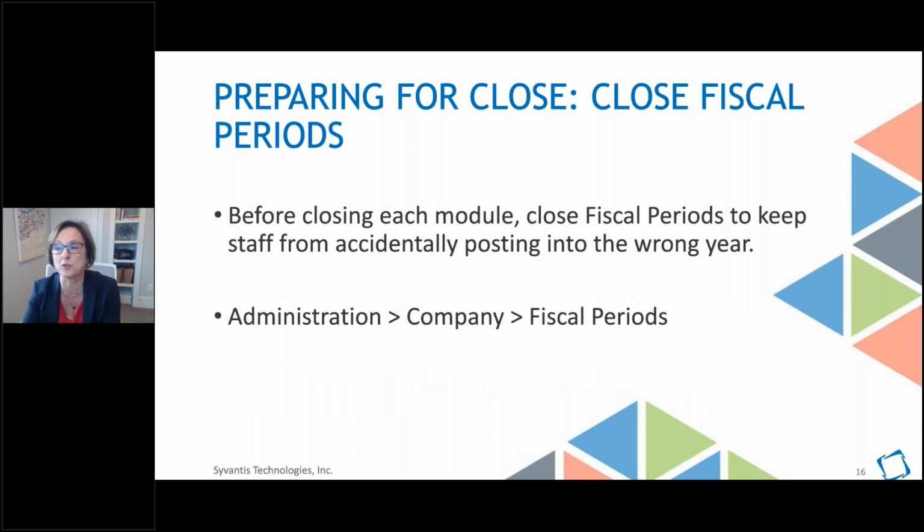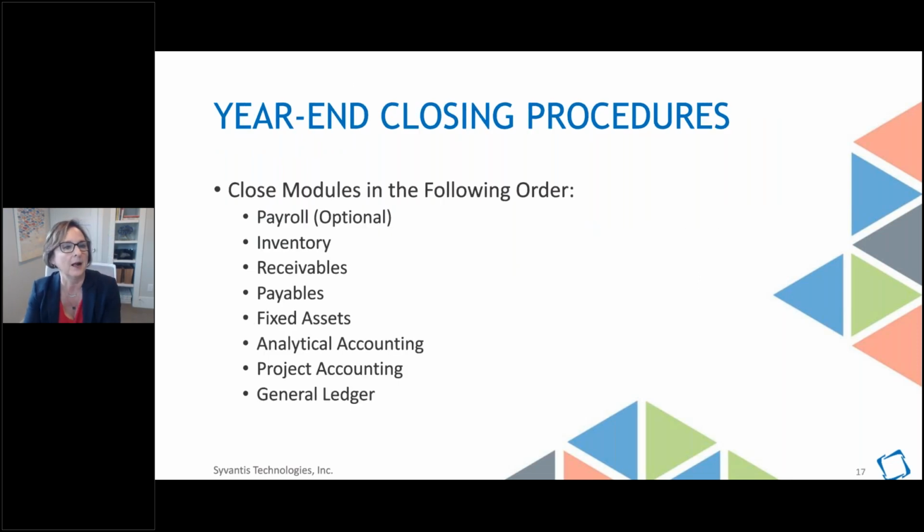Next thing you'll want to do is close all your fiscal periods, and most of you know how to do that. You'll do that to keep people from accidentally posting to the wrong year. Now, when you close your year, you're going to do things in the following order: payroll, inventory, receivables, payables, fixed assets, analytical accounting, project accounting, and finally general ledger.